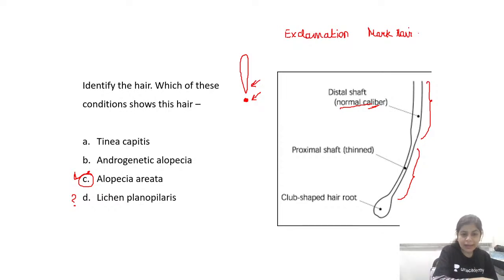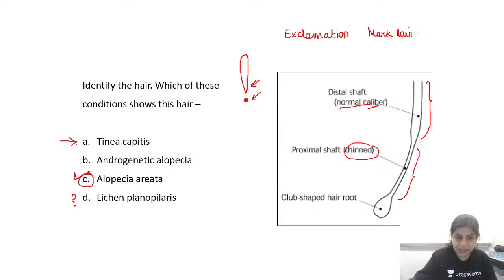Now, in tinea capitis, you will not see this kind of a proximally thinned out hair shaft. In tinea capitis of the non-inflammatory variant of the black dot variety, you will see the presence of black dots. Now, black dot variety of tinea capitis is caused by the endothrix organisms Trichophyton violaceum and Trichophyton tonsurans. Okay, so Trichophyton violaceum and Trichophyton tonsurans are endothrix organisms, meaning the spores and the fungal elements are present within the hair shaft.